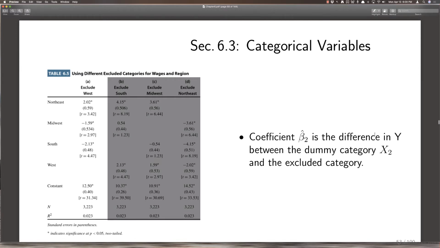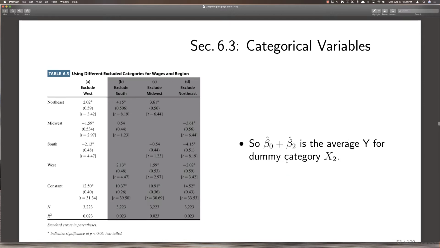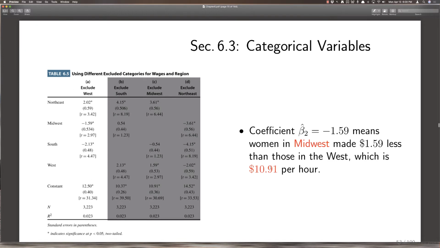The coefficient on beta 2 is the difference in the dependent variable wages between the dummy category X2, or people in the Midwest, and the excluded category, people in the West. So beta 0 hat plus beta 2 hat is the average wages for the Midwest in this regression. A coefficient of beta 2 hat equals negative 1.59. It is statistically significant. That's why we're doing this interpretation. So women in the Midwest made $1.59 less than those in the West, which would be $10.91 per hour.